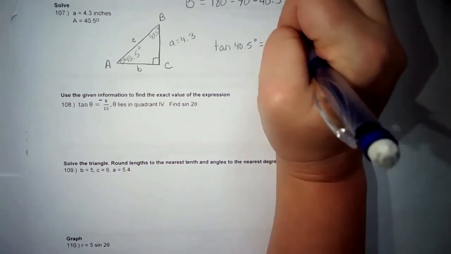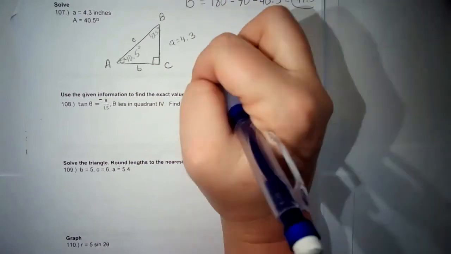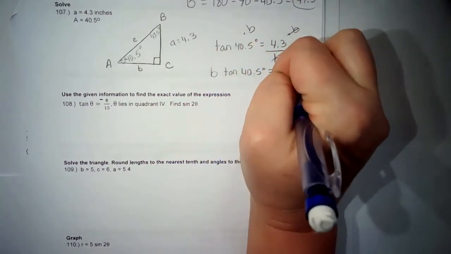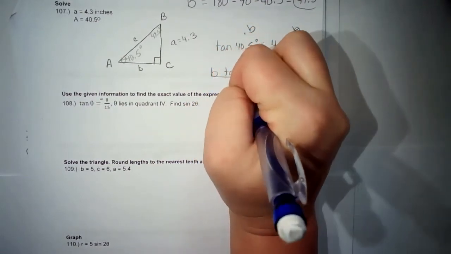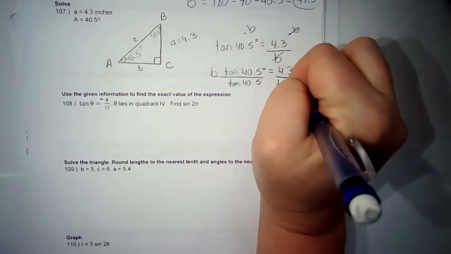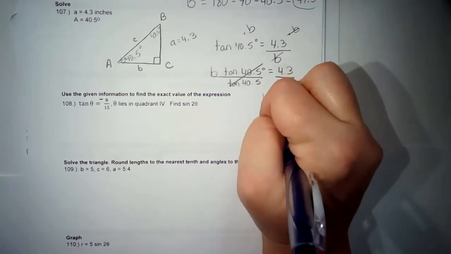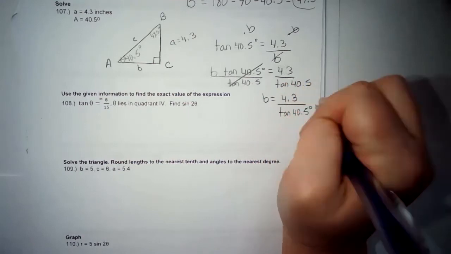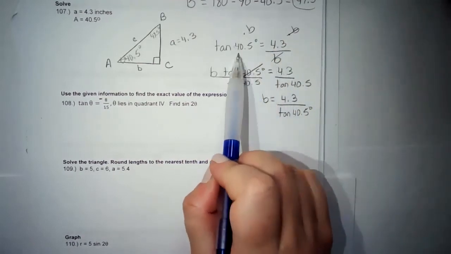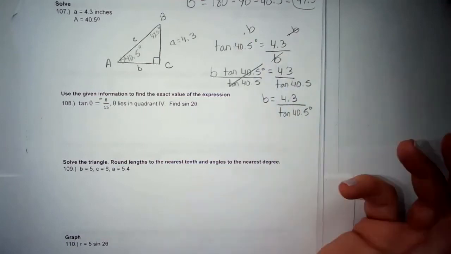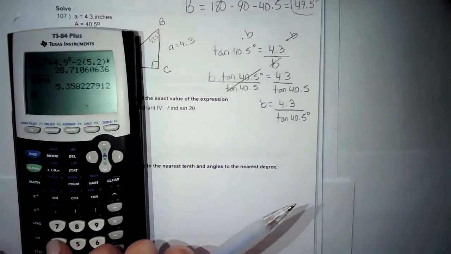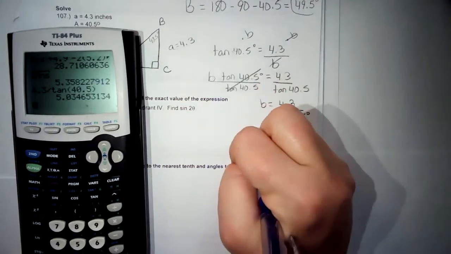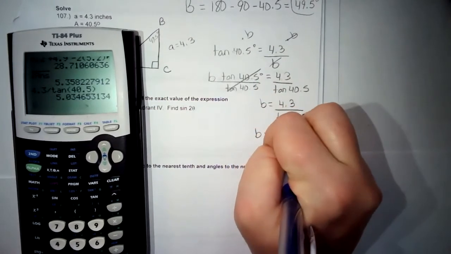Okay, so I did it a weird way, but if I multiply both sides by B, I get B times tangent of 40.5. And then if I divide both sides by this, that's going to give me B. Or you can just switch places. We talked about how you can switch places with them, but I didn't know if you remembered that. So from this point, you can just flip-flop these, right? And I can do 4.3 divided by tangent of 40.5, and I get B equals 5.0.